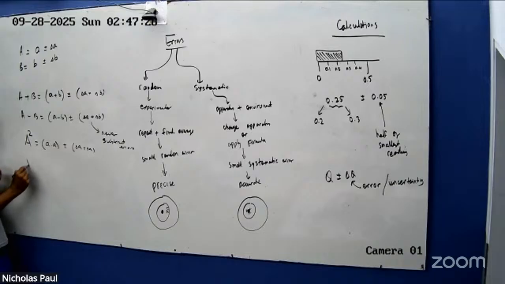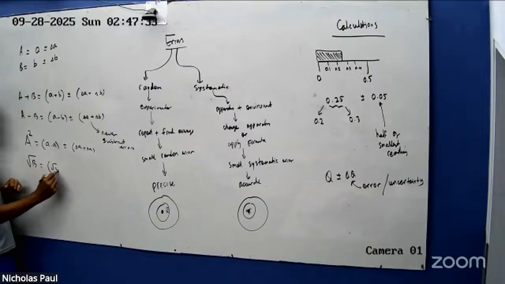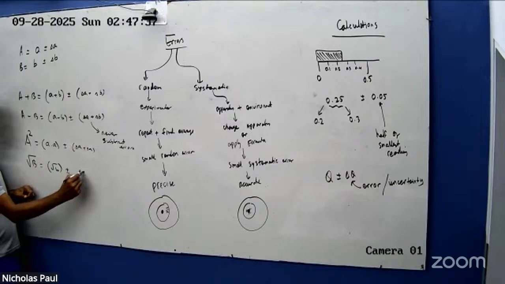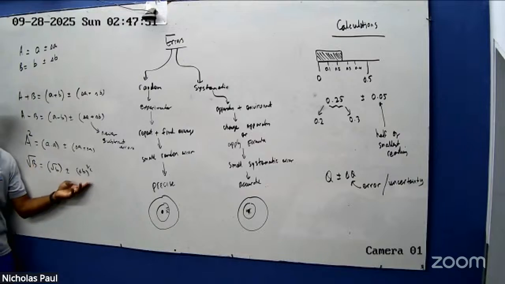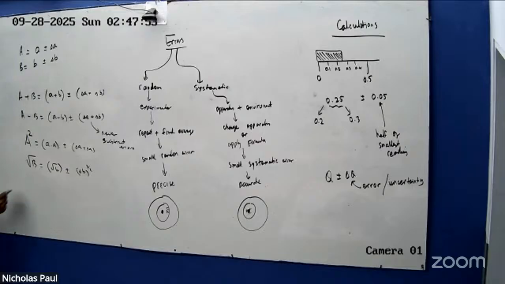Suppose it was the square root of b. What would you do with the errors? You put the error of b to the power of a half, because technically you're using half of it, so it will be half the error. You can look at it that way. When I give you some numbers, you will see how it makes sense.